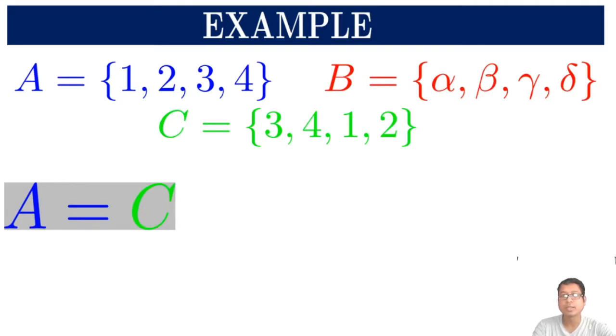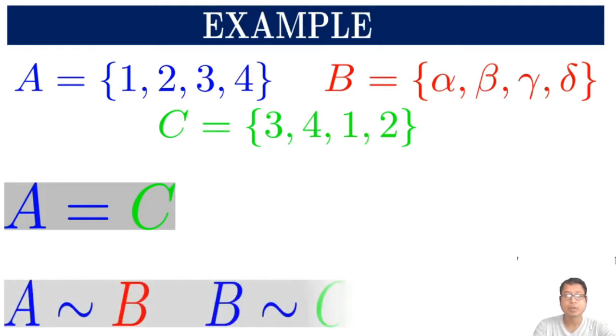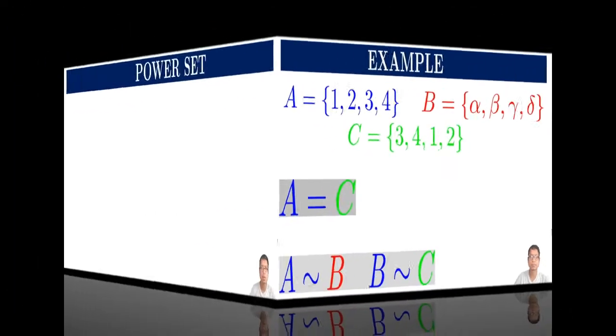Similarly, B and C contain the same number of elements. I am emphasizing the word number. Same number of elements, but not the same elements, so B and C are also equivalent. So we can say A equivalent to B and B equivalent to C.